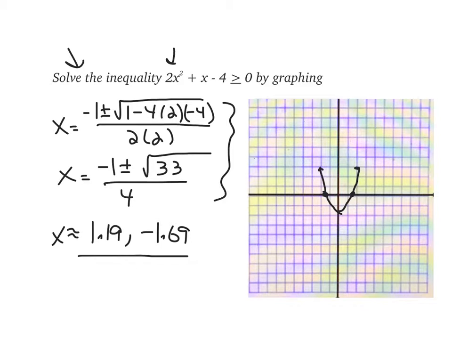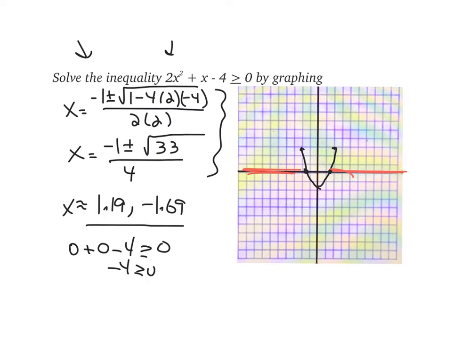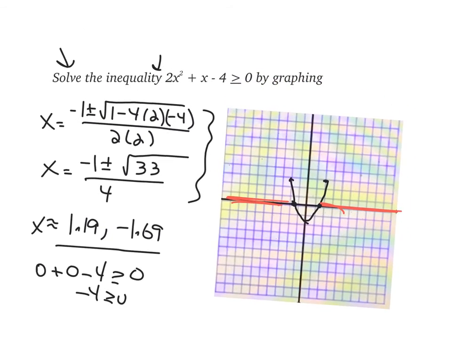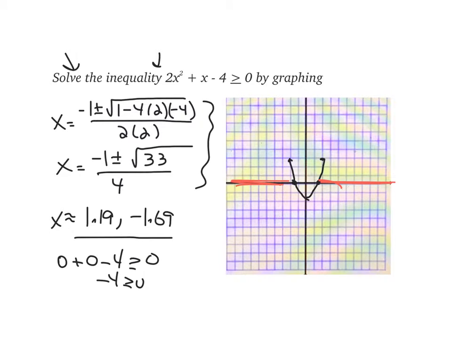I need to plug in (0, 0) to see where I would shade. If I plugged in 0 on the left-hand side, I would get 0 plus 0 minus 4 is greater than or equal to 0. Is -4 greater than or equal to 0? No, it's not. So I shade outside. Really, all I care about is the x-axis shading because it said to solve. Remember, x-intercepts are your answer. So where would my shading cross the x-axis? Well, it would cross the x-axis everywhere that is less than or equal to -1.69. That's not very good. Try it again.